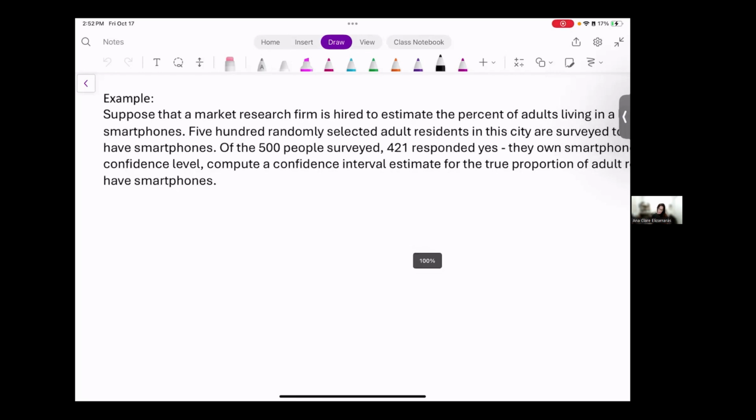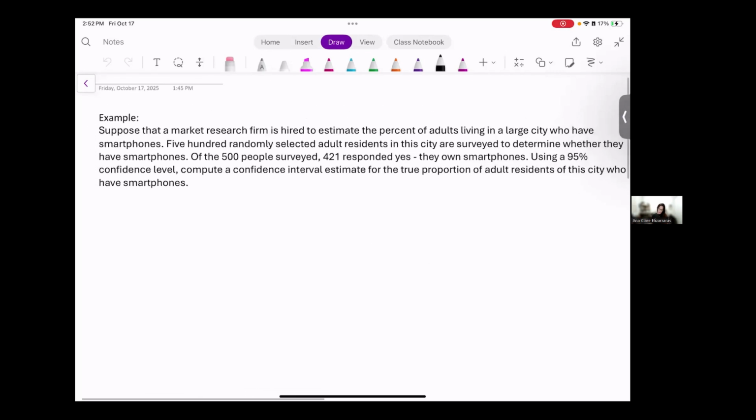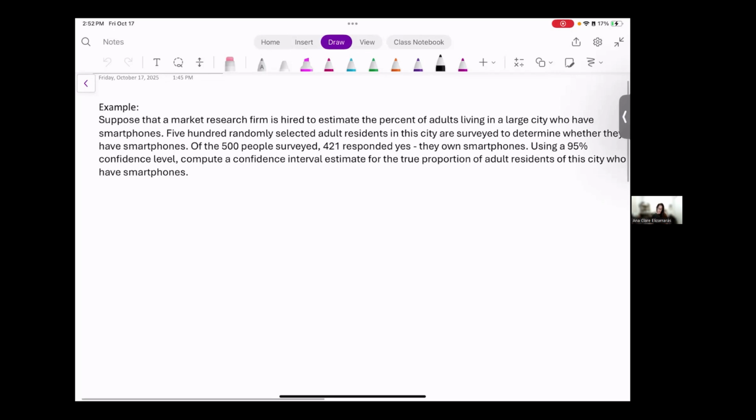Suppose that a market research firm is hired to estimate the percent of adults living in a large city who use smartphones. So we are talking about the percent of adults living in a large city. 500 randomly selected adult residents in the city are surveyed to determine whether they have smartphones. Of the 500 people surveyed, 421 said yes, they own smartphones. We are using a 95% confidence level to compute a confidence interval to estimate the true proportion of adult residents of this city who have smartphones.